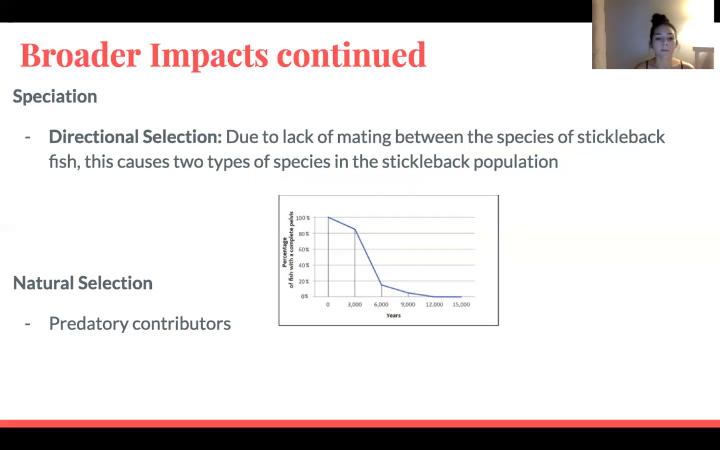And finally, we also see that there is natural selection due to predatory contributors. The fish that need protection will have the pelvis structures, and vice versa. If they don't need the pelvis structures, then they probably don't live in a place with a lot of predatory contributors.